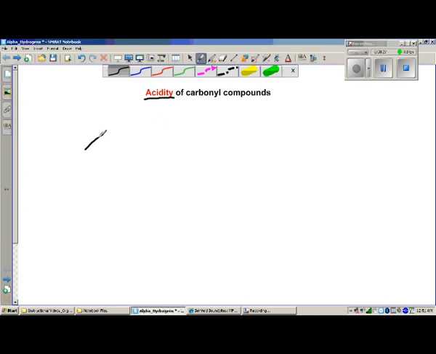Now if I was to draw out, for example, say a ketone like this, you might ask yourself, well, what are you talking about, acidity? Because doesn't acidity have to do with hydrogens coming off and forming H plus and things like that? Well, yes. So I don't have any hydrogens coming off the oxygen. How can this even possibly be an acid? Well, it turns out that it can, provided you have a strong enough base.